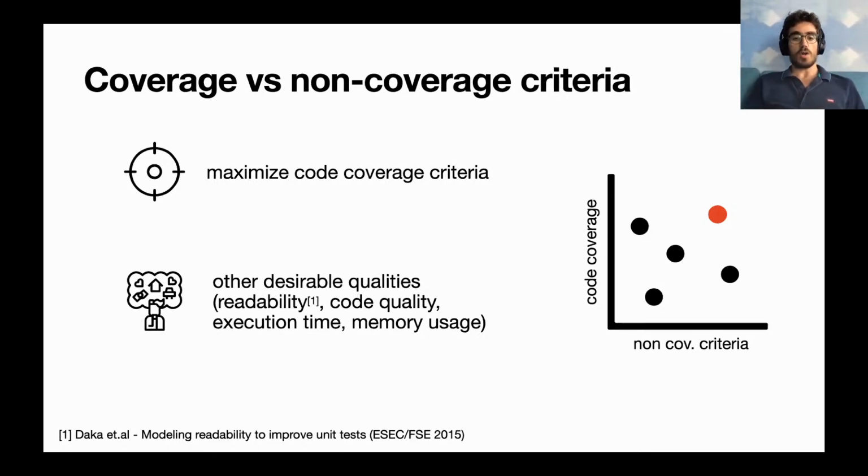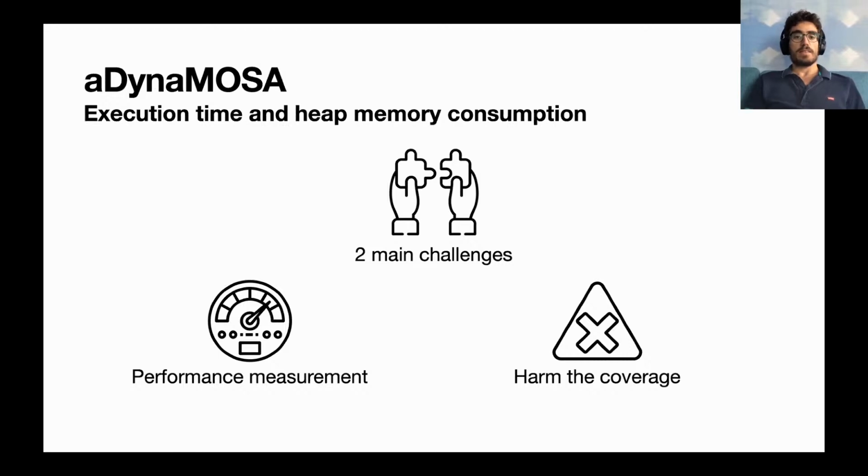But they all somehow fell short in doing so while keeping the code coverage high. In this paper, we focus on execution time and memory consumption as a secondary objective we want to maximize along with code coverage. And we proposed Adaptive Dynamosa, where "A" stands for adaptive. In this paper, we address 2 main challenges.